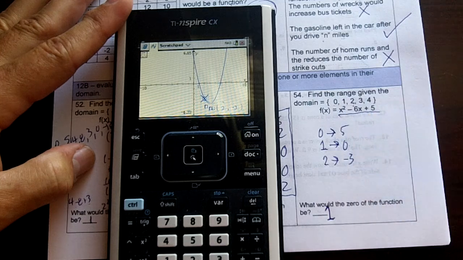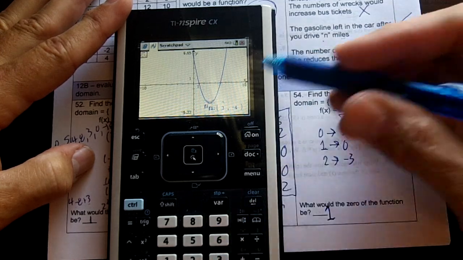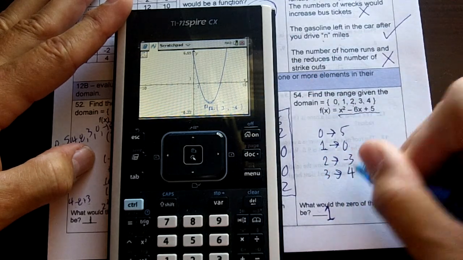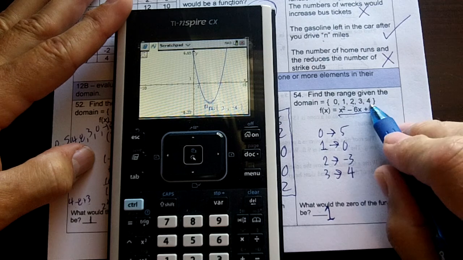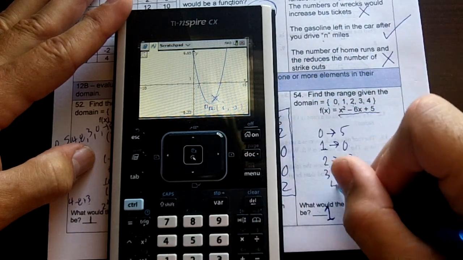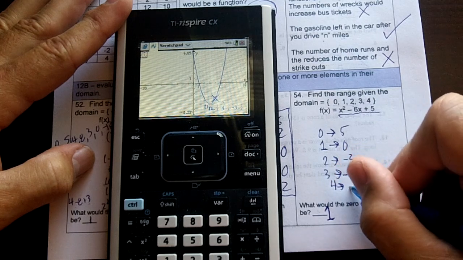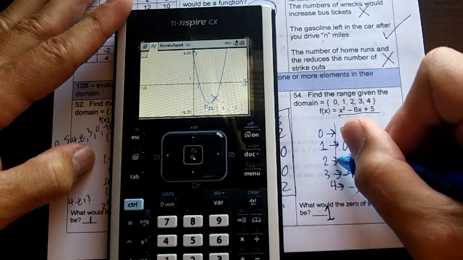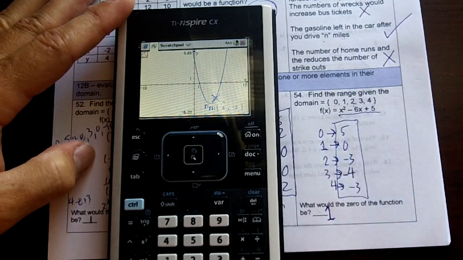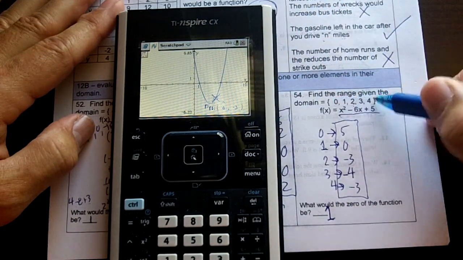These numbers right here are my range. Now then, I'm going to plug in 3. 3, enter. 3 gives me what? -4. And then I need to plug in 4. So I'm going to hit 4 and enter, and 4 gives me -3 again. So these numbers right here are my range, and the 1 would be a 0. A little bit quicker if you graph it and just trace to these numbers.